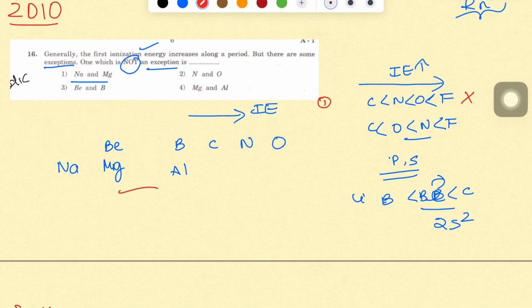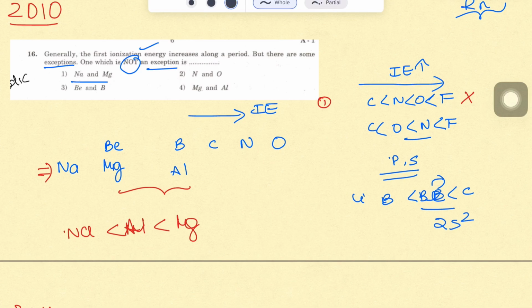Here there is an exception. We have, see, the ionization order for this period is sodium, then comes aluminium, then magnesium. Okay, so there's no change in the exception. This is the right option.